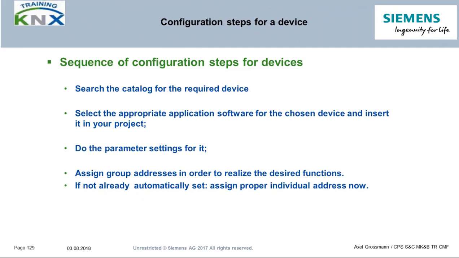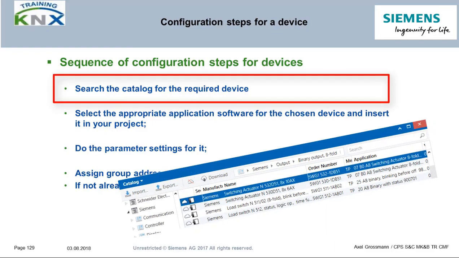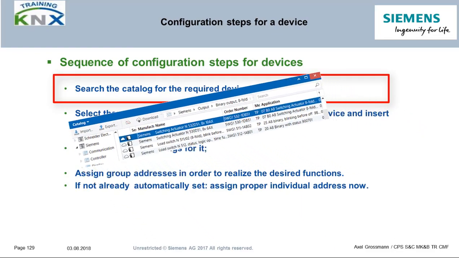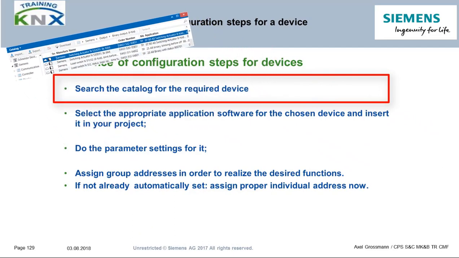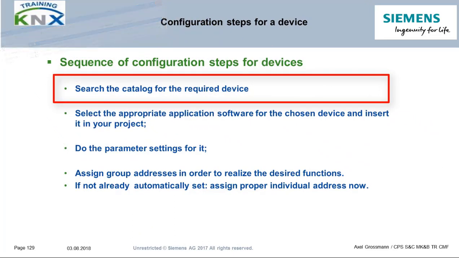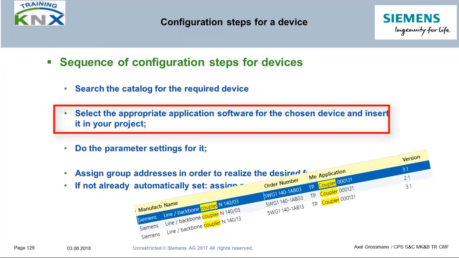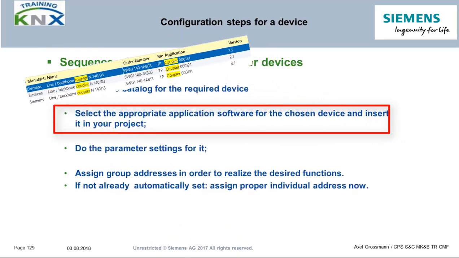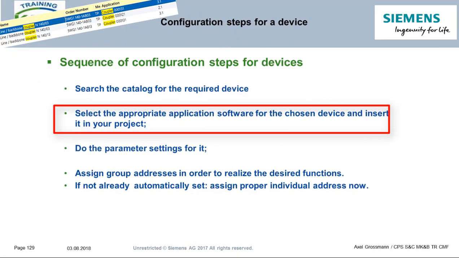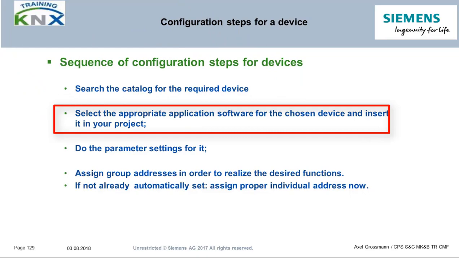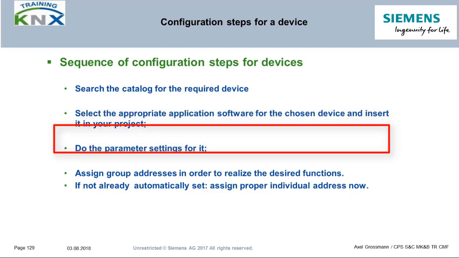Sequence of configuration steps for devices. Search the catalog for the required device. Before you do anything else, you must make up your mind what product you will use for a certain function. Select the appropriate application software for the chosen device and insert it in your project. Some devices may have several application programs. Make sure to choose the best suitable one.